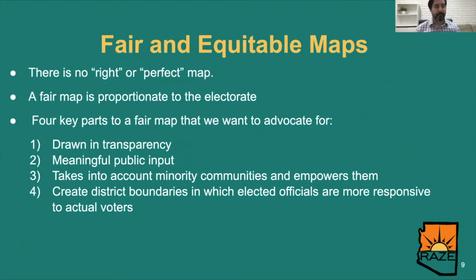The first part that we're advocating for is that we want to make sure that these maps are drawn in transparency, that people are aware of what's going on and are not shut out of the process. The second aspect is making sure that there's meaningful public input so people can participate in that process. Step number three is we want maps that take into account minority communities and make sure that those communities are empowered. And number four, these types of maps or more fair maps will create district boundaries in which elected officials are more responsive to the voters.